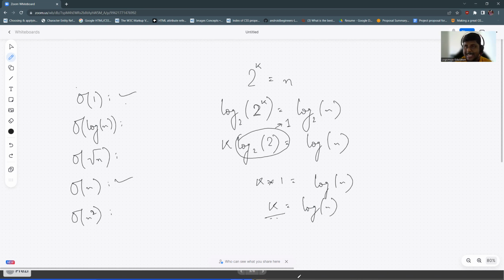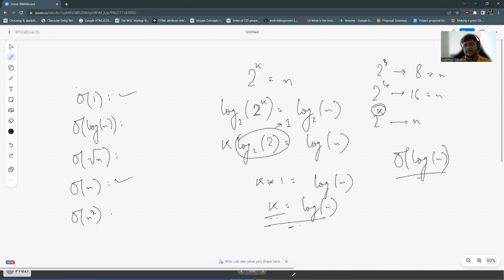And now what was k? You remember, for n equal to 8, it was running 3 times. That's why we wrote it like 2 to the power 3, right? For 2 to the power 4, for n value 16, the loop was running 4 times. For the value n, we assumed that it should run k times, right? And here k is log n. So your algorithm will run log n times.